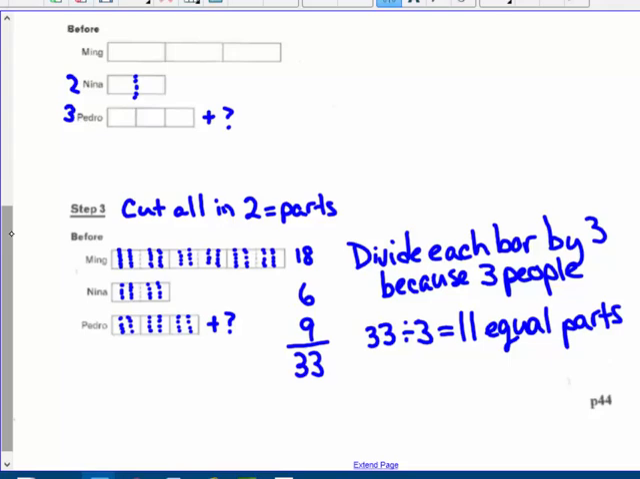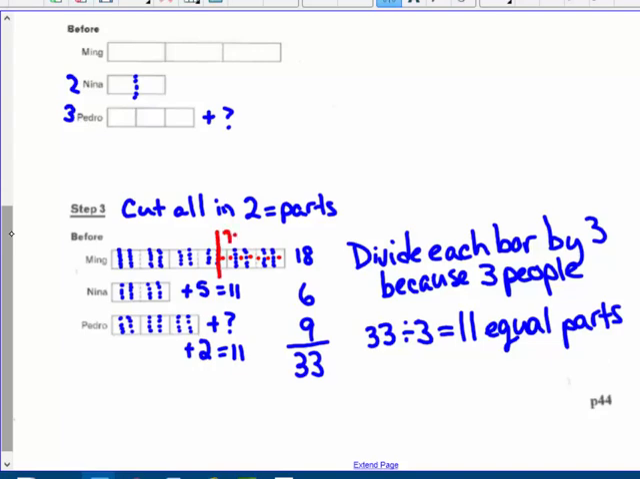So that means I need to take away 7 from Ming. I have to give 5 to Nina because she's at 6. So if I give 5 to Nina, she'll now have 11. If I give 2 to Pedro, he was at 9, he'll now have 11. That means I'm taking away 7. 1, 2, 3, 4, 5, 6, 7.